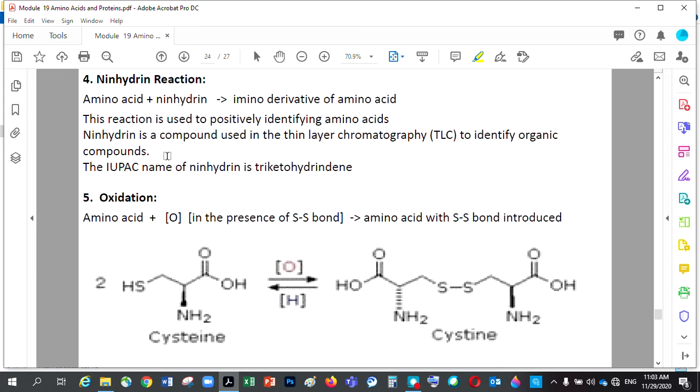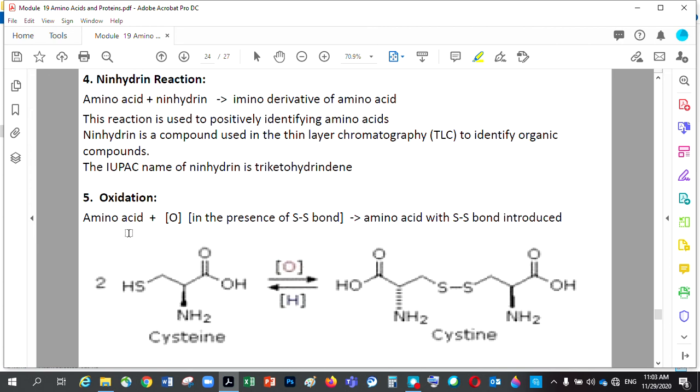You spray it on the organic compounds that traveled in the mobile solvent, and see not the time, but how much distance they traveled, and then with the known values you can compare it with the unknown, so you can determine the unknown amino acids or organic compounds. So ninhydrin is used in TLC to identify organic compounds, and ninhydrin will react with amino acids to produce imino derivatives of amino acids. The last reaction, oxidation.